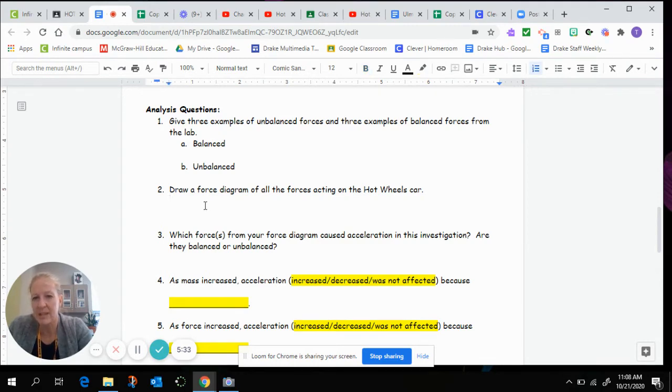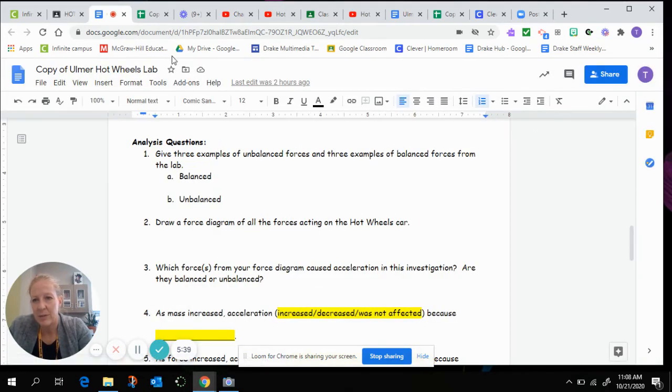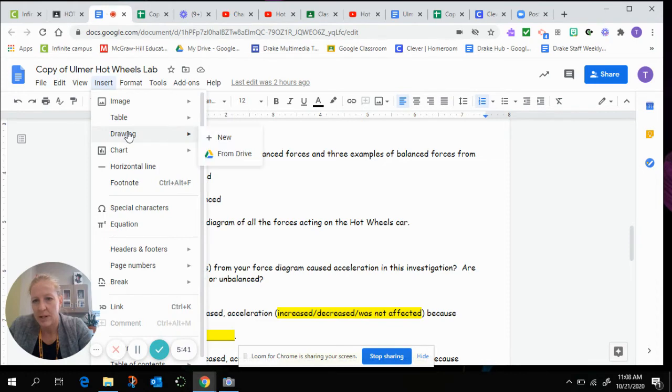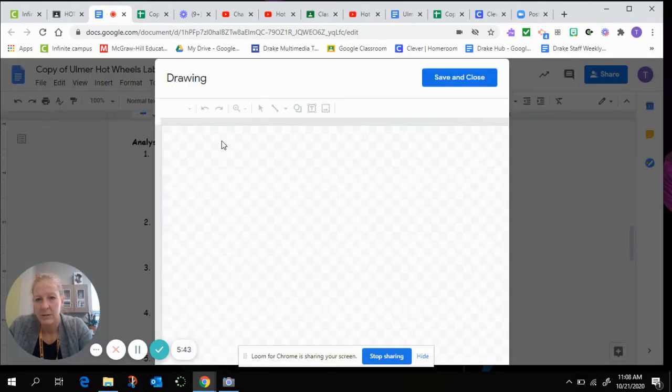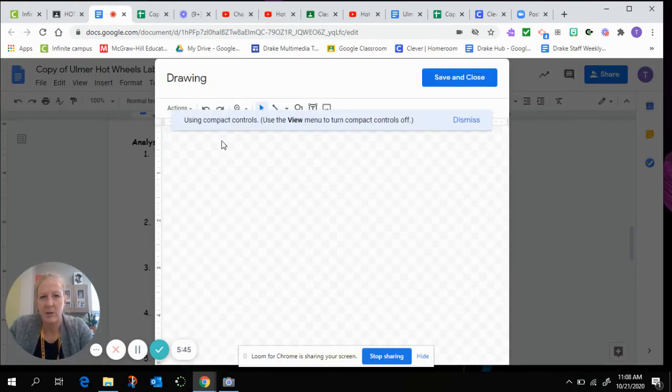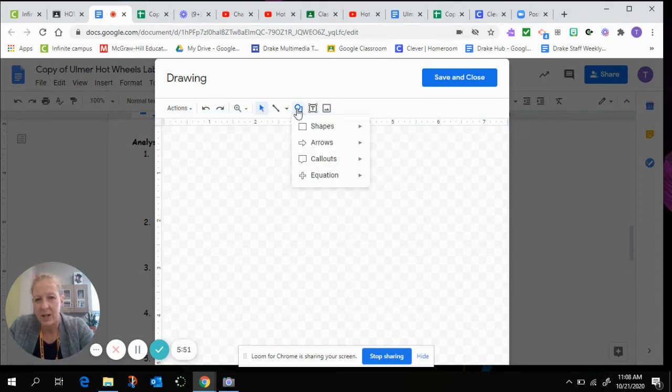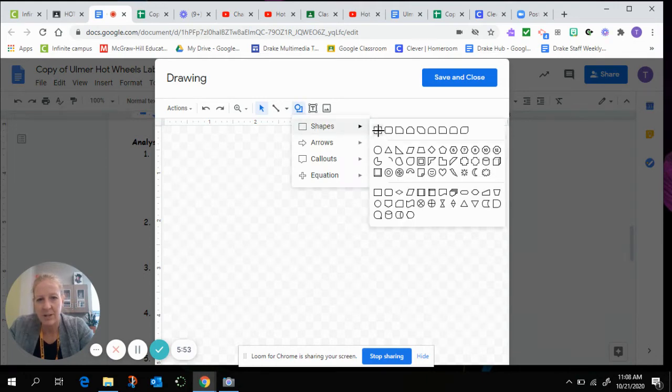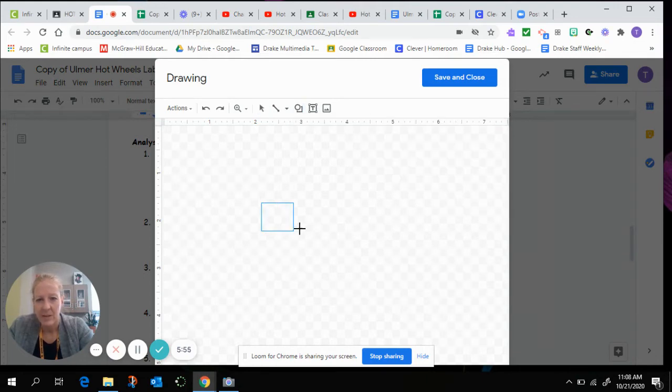Question number 2, I'm going to insert a force diagram. To insert a force diagram, I'm going to go up to Insert, Drawing, New. If you missed that, go ahead, rewind. I'm going to insert Drawing, New, and then I'm going to start adding shapes. I'm going to use just a box to represent my car. So I have my car, that is here. I got a nice blue car.